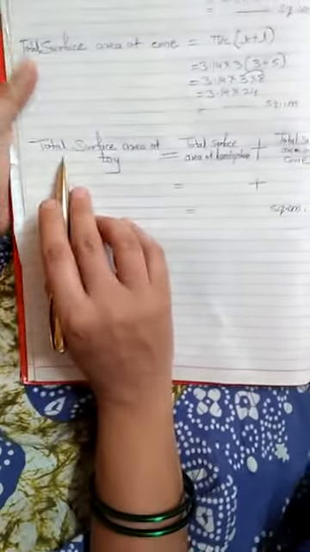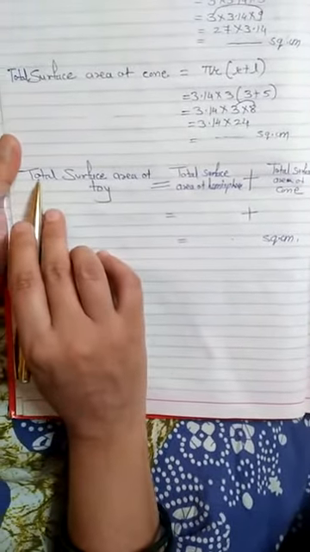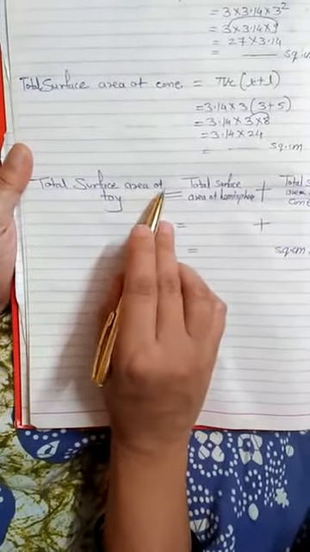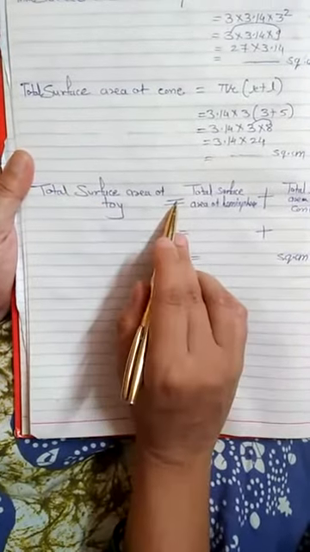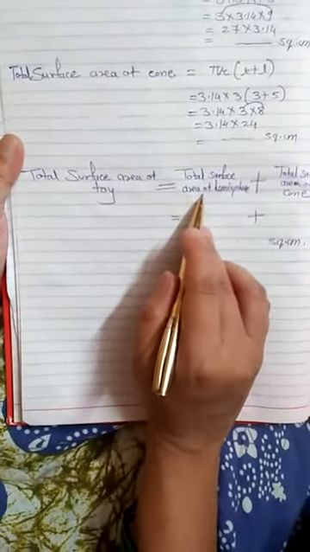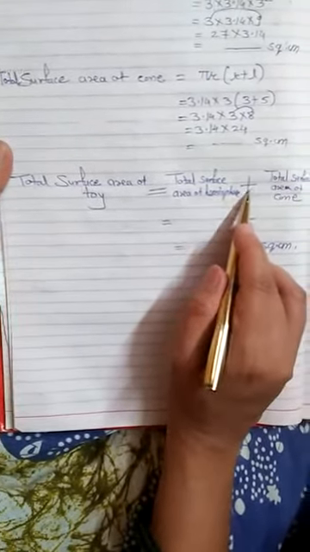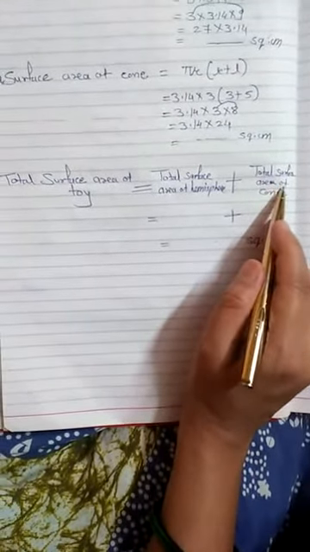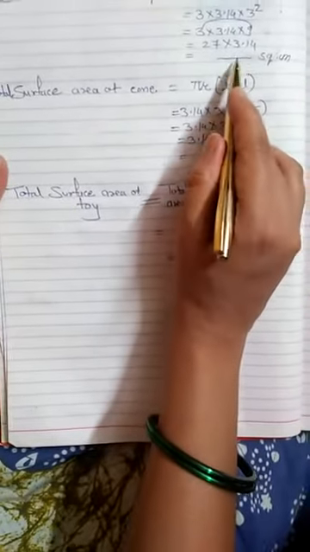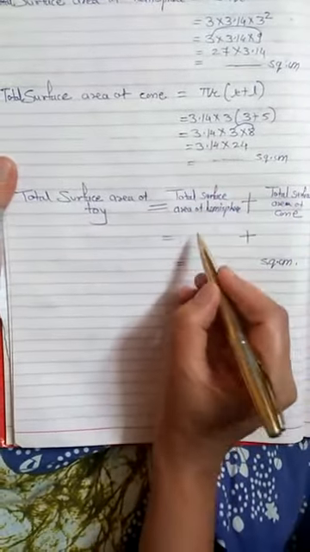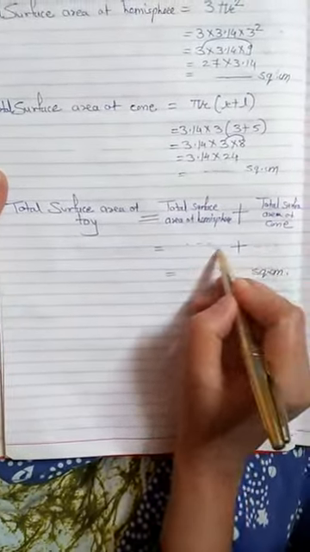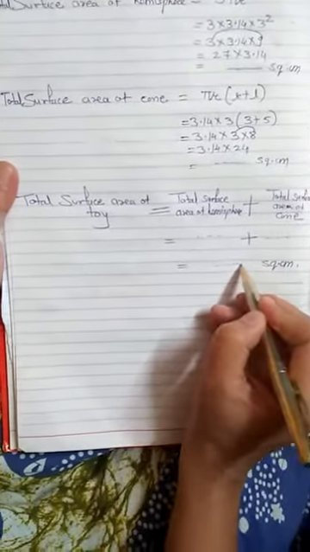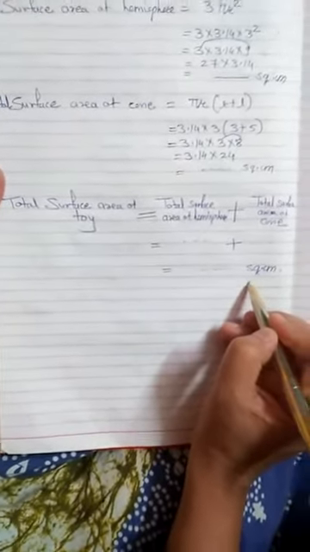Same way again you have to add this: total surface area of toy is equal to total surface area of hemisphere plus total surface area of cone. So children, take the values from here, substitute, do the addition, you will get the final answer. Okay.